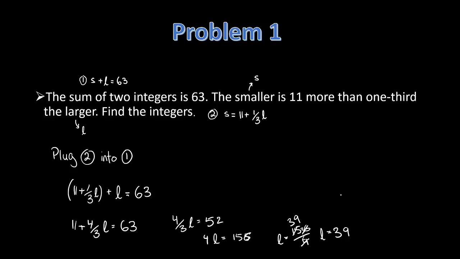Therefore, S, right? So now we can find S because we can plug L into either equation and we'll get S. So let's do it into equation 1. So in 1, S plus 39 is equal to 63. Therefore, S is equal to 63 minus 39, and S is equal to 23, no, 24. Alright? So 24 plus 39 is going to give us 63. There you go. That's problem number 1 solved.